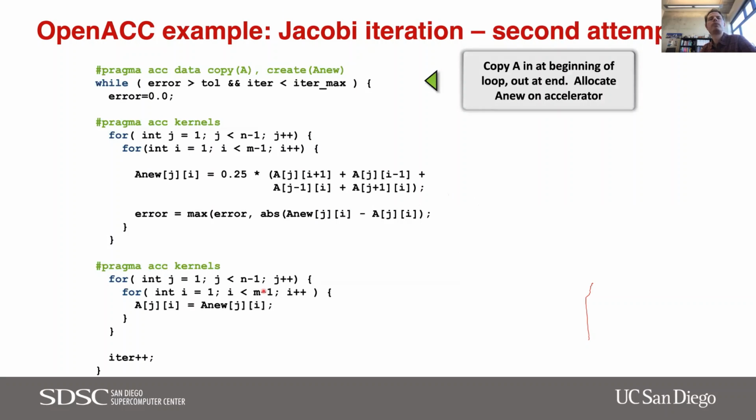So all we have to do now is, outside of the while loop, introduce a data region, and we tell the compiler, at the beginning, to copy A to the GPU, not every time we hit the kernel and not download it afterwards, and create A new anew on the GPU. Okay? So the input data is being copied in, and then once we are entirely done, at the very end of our Jacobi iterations, we'll download the data.